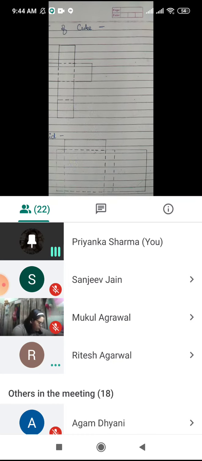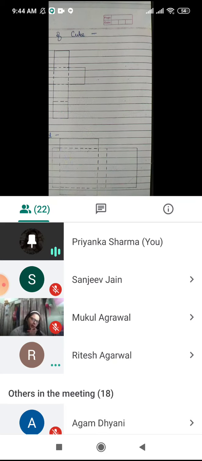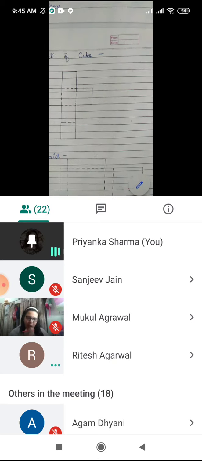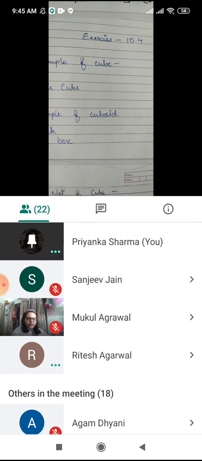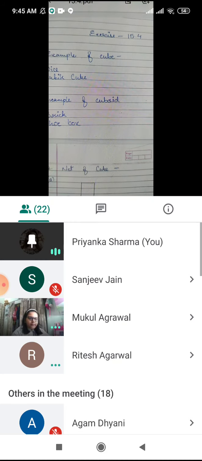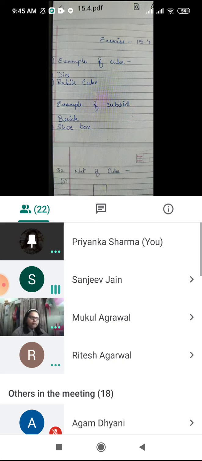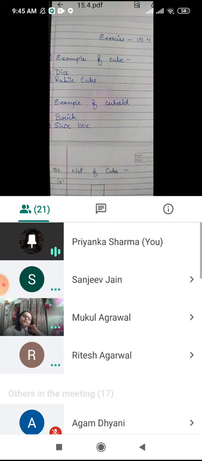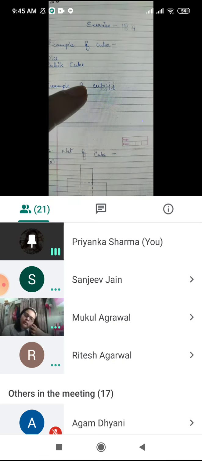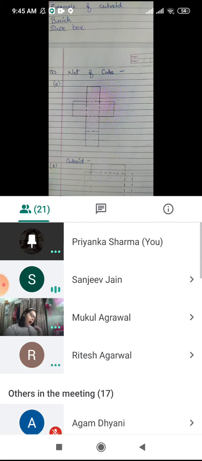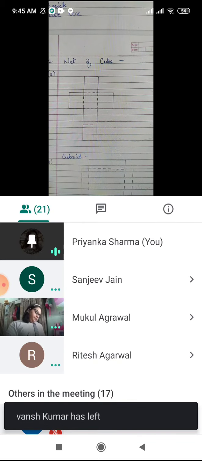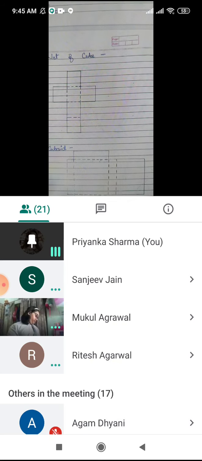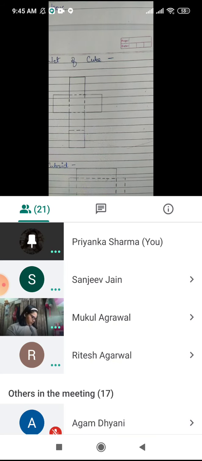I will send you the PDF. It will be more clear to you. You will do these both questions in your fair copies just now. Exercise 15.4, question number 1, example of cube, example of cuboid, and then question number 2, the net of cube you have to draw. I will send you the picture. You can see and draw it clearly. All right.